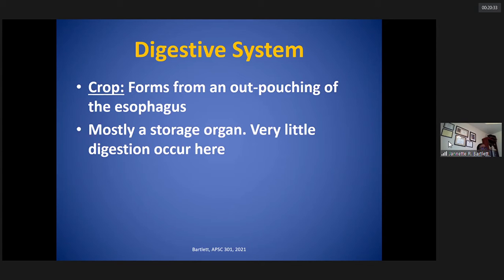So say the chicken is eating, they'll eat for maybe 2 minutes. All the food is not digested at the same time. So some of it is held up or stored in the crop and continually feeds into the rest of the digestive system. It's a continuous process. So very little digestion is going to occur in the crop because it serves mostly as a storage organ to store the food as the digestion process takes place.